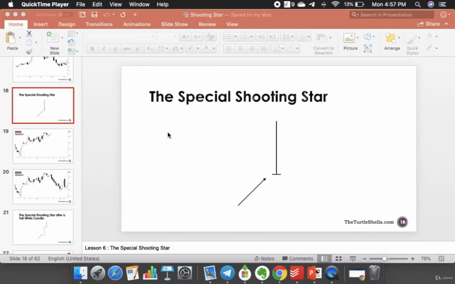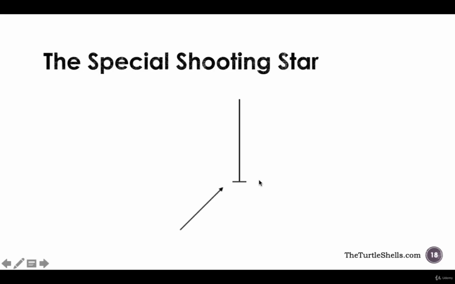Alright, now let us have a look at the special shooting star. You can see from the diagram why this is called a special shooting star. It has no lower shadow. It has no real body. It's the doji candle. A doji is a candle where the open and the close are the same, and the open and the close are appearing at the low of the candle. So this is also called a gravestone doji because it looks like a gravestone. All other conditions of a shooting star are satisfied in this case.